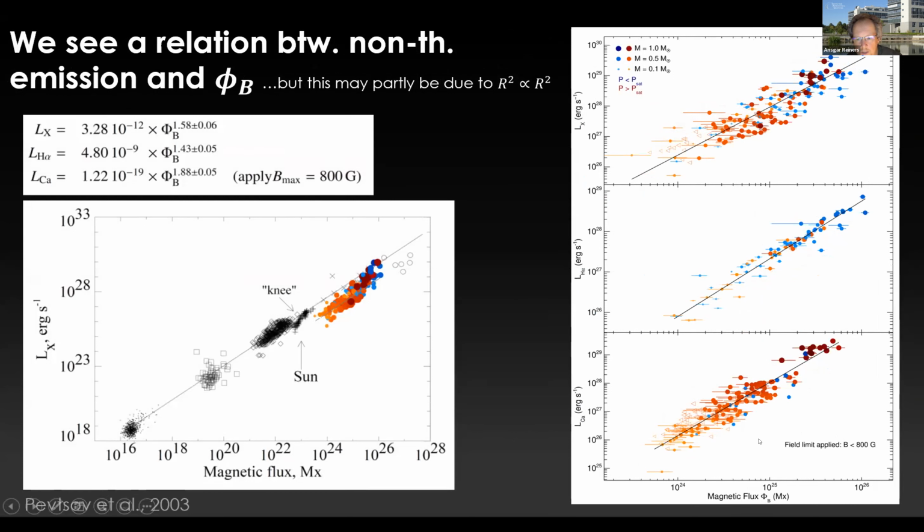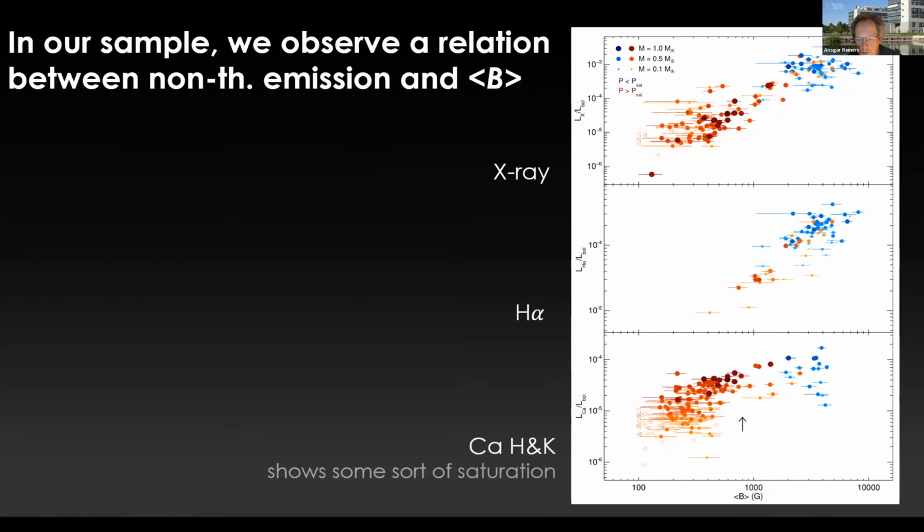If we do not do this, these blue points move over to the right and they don't fit anymore. And you can say, okay, maybe they just don't fit and everything is sort of broken. Our attempt to fix this was to say that there's a field limit here beyond which calcium is saturated, simply because there's no more energy that you can additionally put into the emission than you have done already at 800 Gauss, sort of.